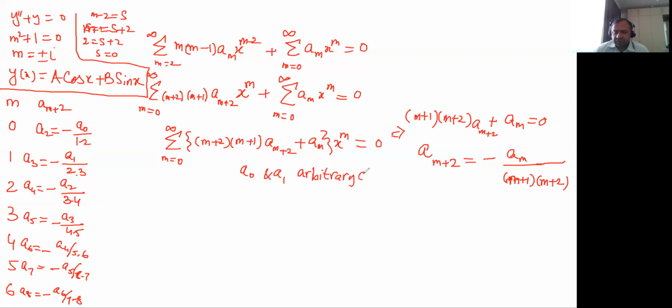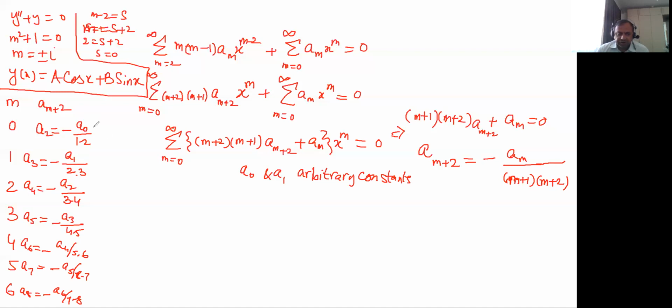Arbitrary constants, just like the arbitrary constants in the general solution of ordinary differential equations. Since it was a second order equation, we need two constants, a and b in this case. So these are the arbitrary constants. In our case, a naught and a1 will be the arbitrary constants. But now we have a4, which is in terms of a2.